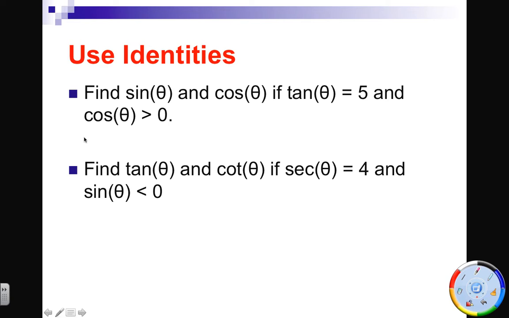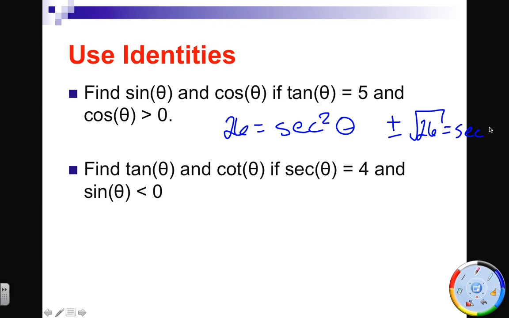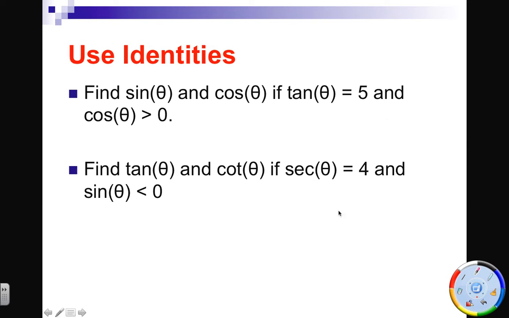Notice, I forgot to say anything about cosine greater than 0. Remember back here where 26 was equal to secant squared theta? When we took the square root of both sides, technically we would have gotten plus or minus the square root of 26 equals secant theta. But it said cosine is greater than 0, so secant was greater than 0, so I had to use the positive version. Sorry, I forgot to mention that.